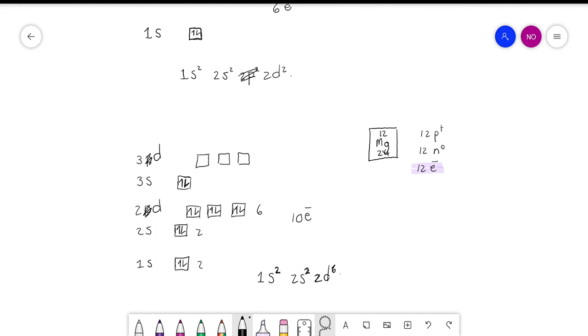So the electron configuration is 3s2. En as jy hulle bymekaar gaan tel, het ons 2 plus 2 plus 6 plus 2 gee vir jou daai 12 elektrone.